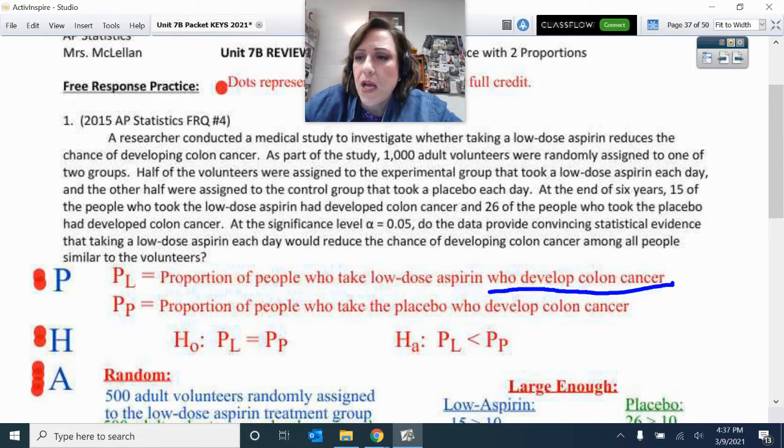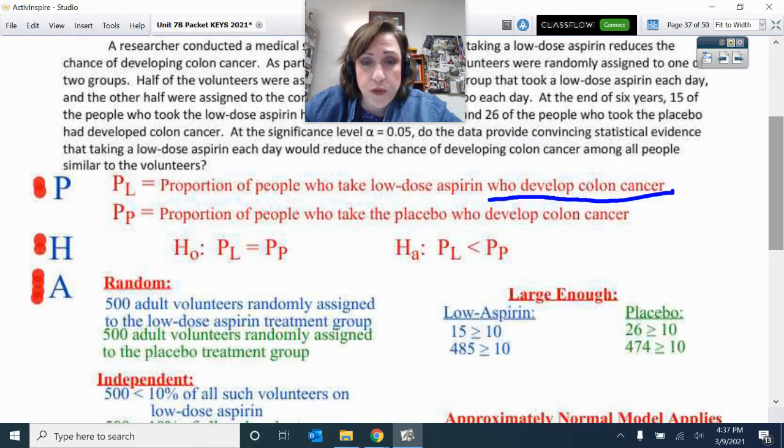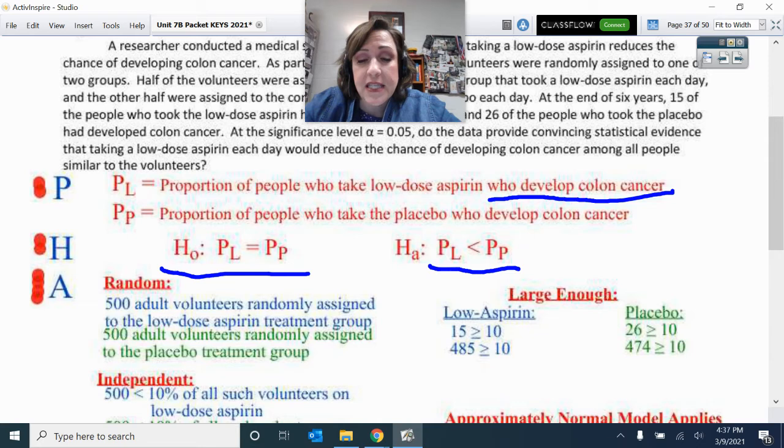Okay. So our null hypothesis is that those groups had an equal colon cancer rate, but they wondered if this provides statistical evidence that the low-dose aspirin each day would reduce the chance of developing colon cancer. So I did it like this, that the P of L is less than the P of P.